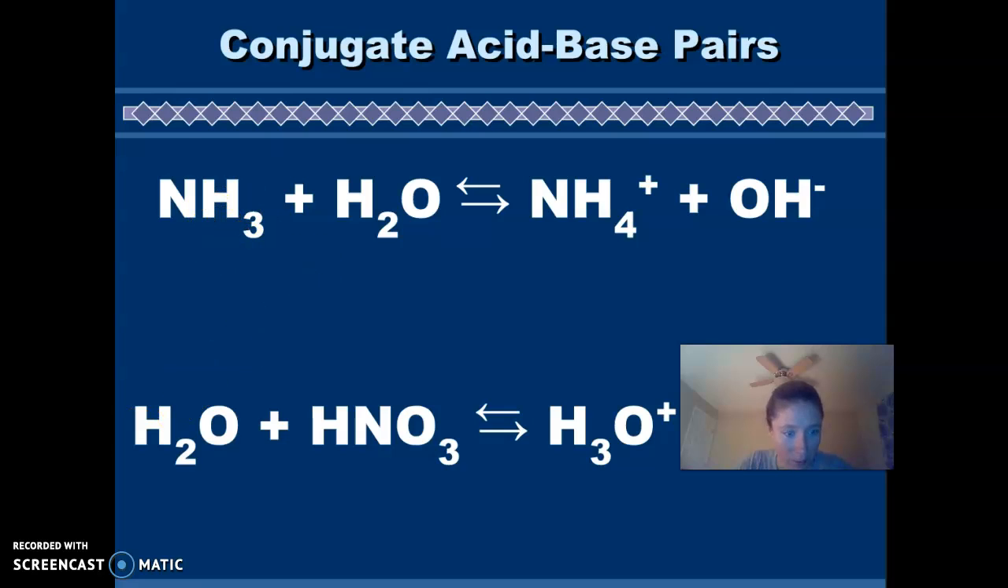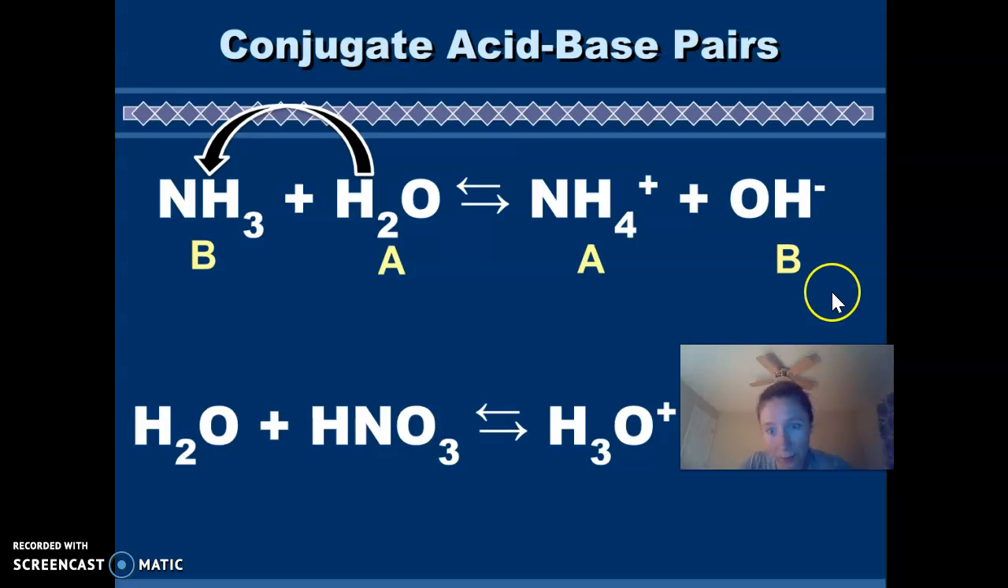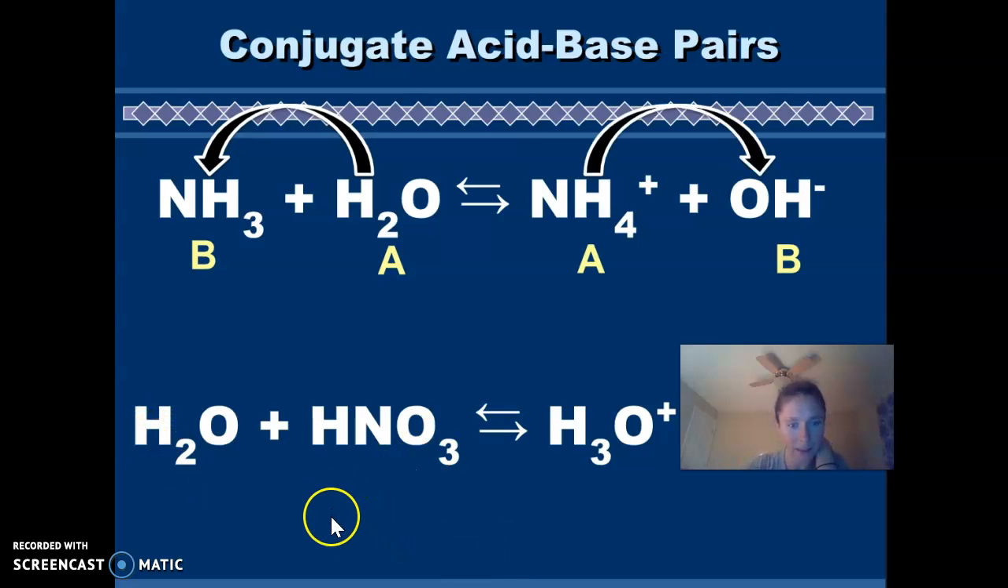Alright, let's look at some further examples. So we already went over the top one. We have our acid and base, and the proton from the water goes onto the base and forms NH4 plus, which is the conjugate acid, and OH minus, which is the conjugate base. Here's another example, and you might say, I wonder who the acid and who the base is. You might assume because water was the acid in the last example that water is the acid again. Do not jump to conclusions too quickly.